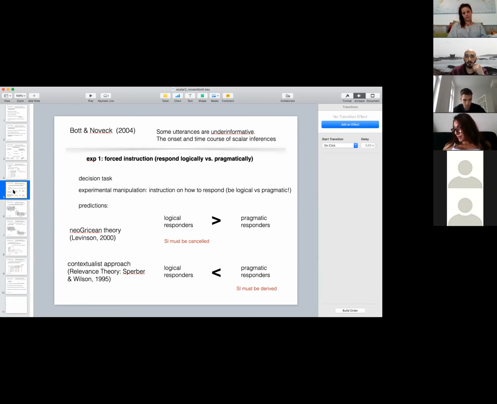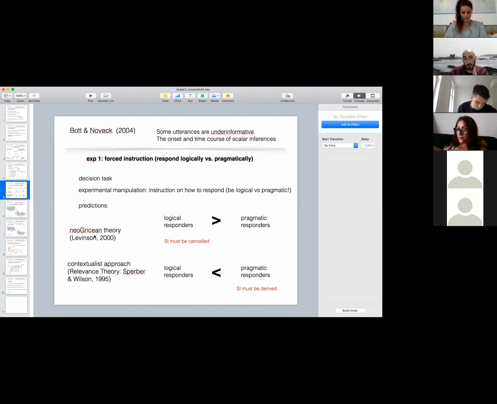All right, so what I said was, look, let's come up with a task where we force our participants to respond either logically or pragmatically, okay? Logically means using the logical meaning of "some but maybe all," and pragmatically means using the implicature, "some but not all." So they said, okay, I'm going to give you a lot of sentences, but please answer logically. And they trained them to do this. Or, I'm going to give you a lot of sentences, please answer pragmatically, okay?